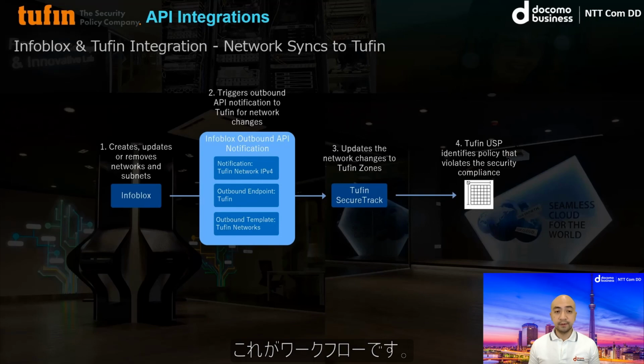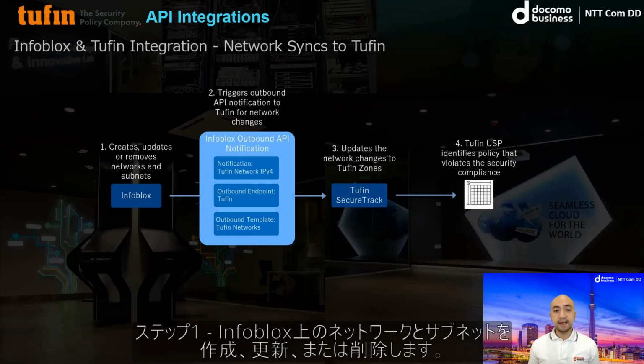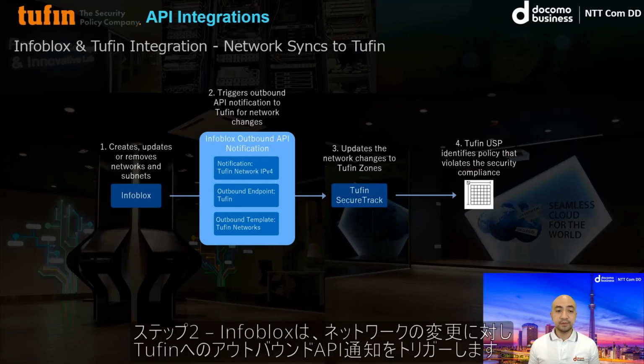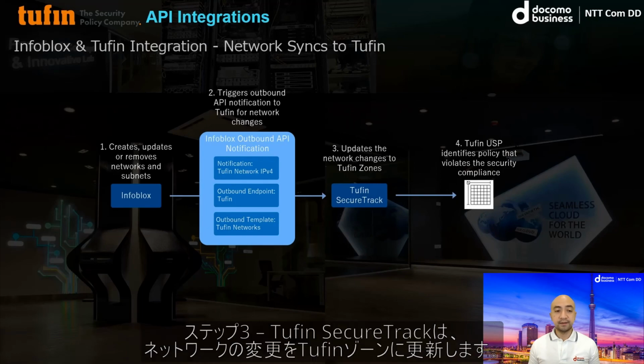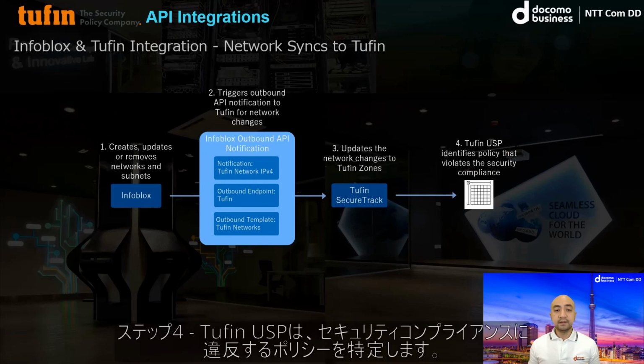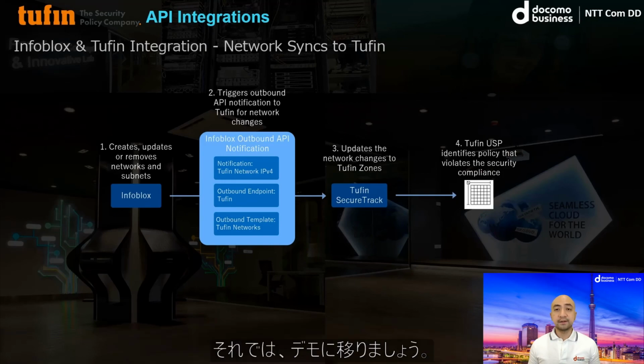Here is the workflow. Step 1. Create, update, or remove networks and subnets on Infoblox. Step 2. Infoblox triggers an outbound API notification to Tufin for network changes. Step 3. Tufin SecureTrack updates the network changes to Tufin zones. Step 4. Tufin SecureTrack identifies the policy that violates the security compliance. Now, let's go for the demo.